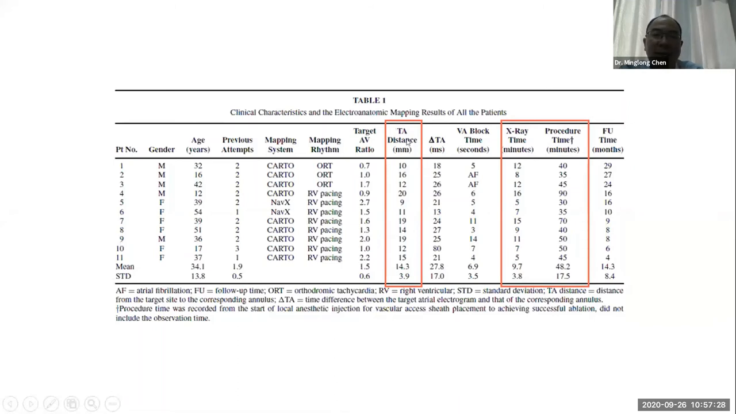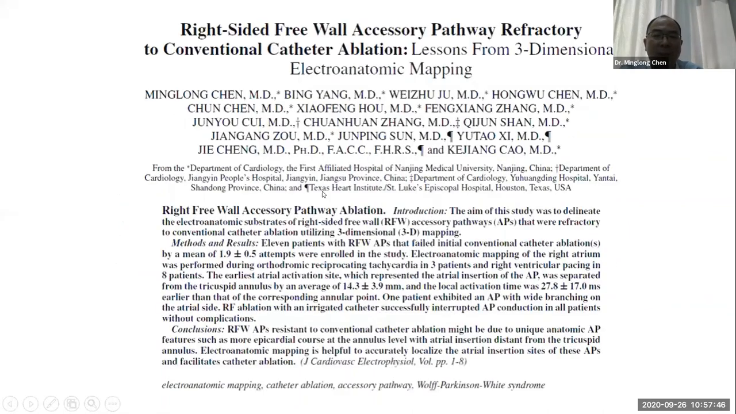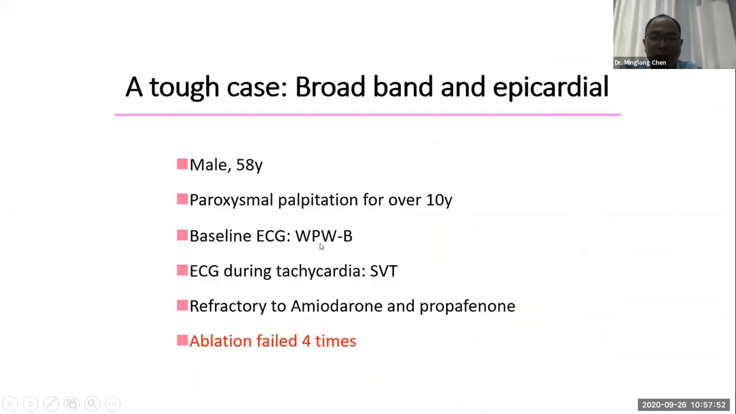You can see the atrial insertion point is almost 15 millimeters away from the annulus. Most of the cases had an average of two previous failed attempts. And these are the x-rays and the procedure time. We published this case series in 2010 in JCE.